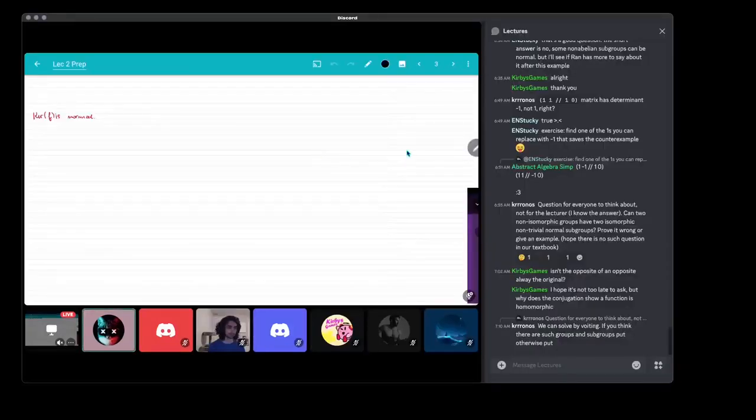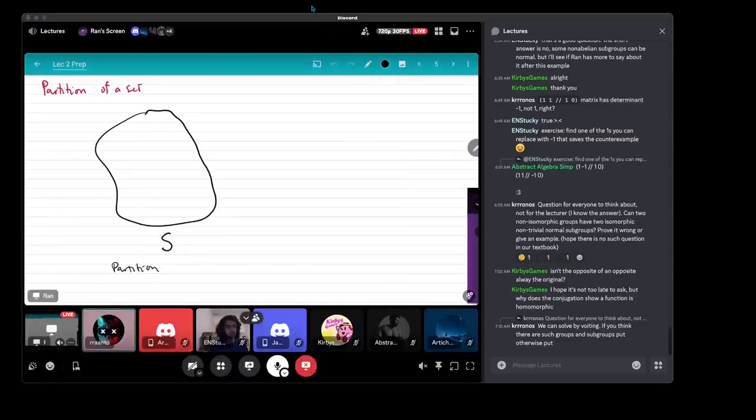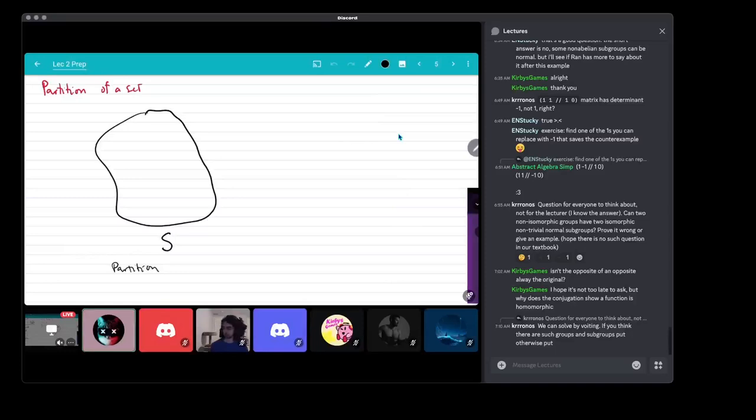Okay, so we're going to start, for the remaining 45 minutes, on sets, partitions and equivalence relations. First of all, what's the partition of a set? Given a set, a partition is in some way a way to classify the elements of this set.